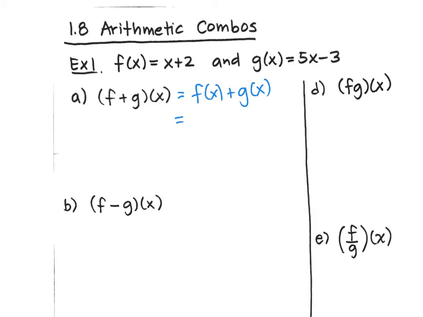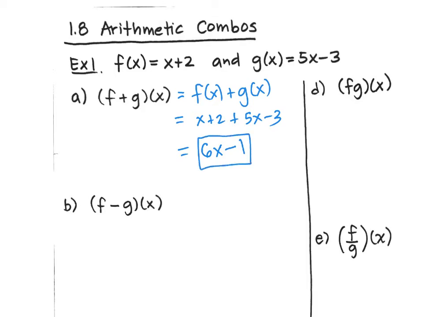So f of x is x plus 2. G of x is 5x minus 3. So if I simplify this, f plus g of x is equal to 6x minus 1.